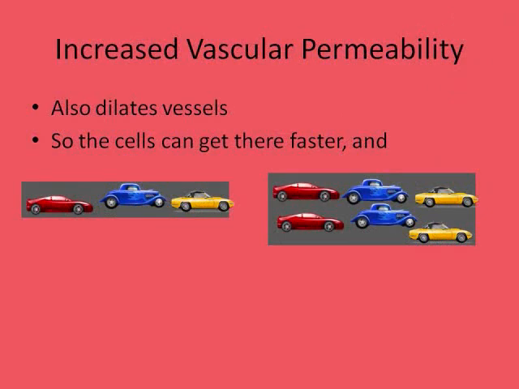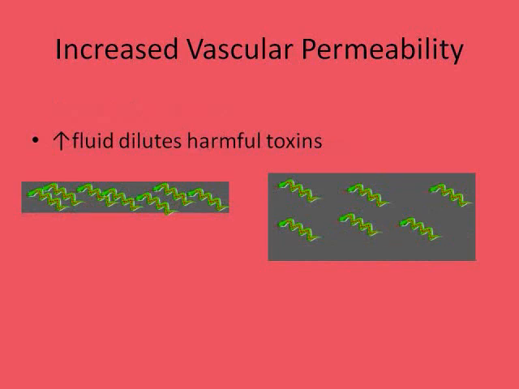Now, the increased vascular permeability also dilates. There's also a dilation of vessels, so the cells can get there faster. If you have a very narrow roadway or a very narrow vessel, only a few cars or only a few cells can get there at a time. But if you widen the road, more things can get to where you want them in a quicker period of time. Also, along with this vasodilation, that allows an increased fluid to the area to dilute the harmful toxins, so you don't have quite as concentrated a response.